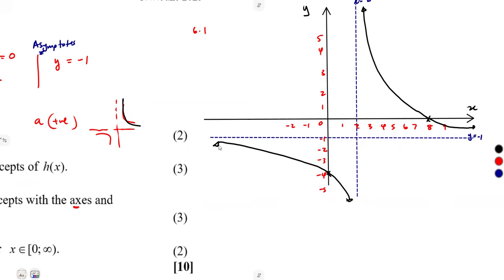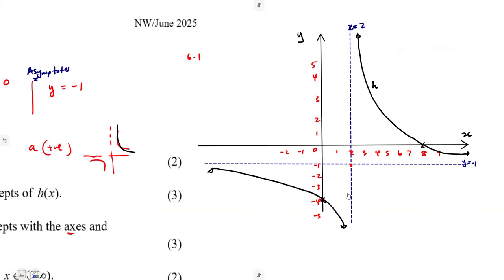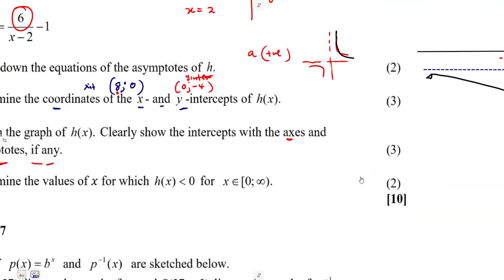That's another piece representing our graph of h. You can put h here or put it here, it's not a problem. And this is the intersection of those asymptotes where x is 2 and y is -1. All right, so that was it.